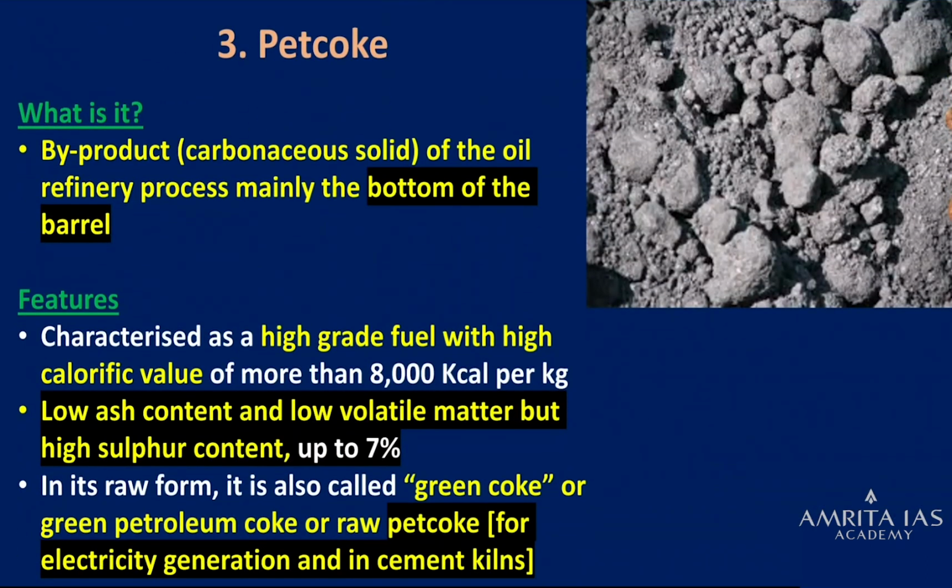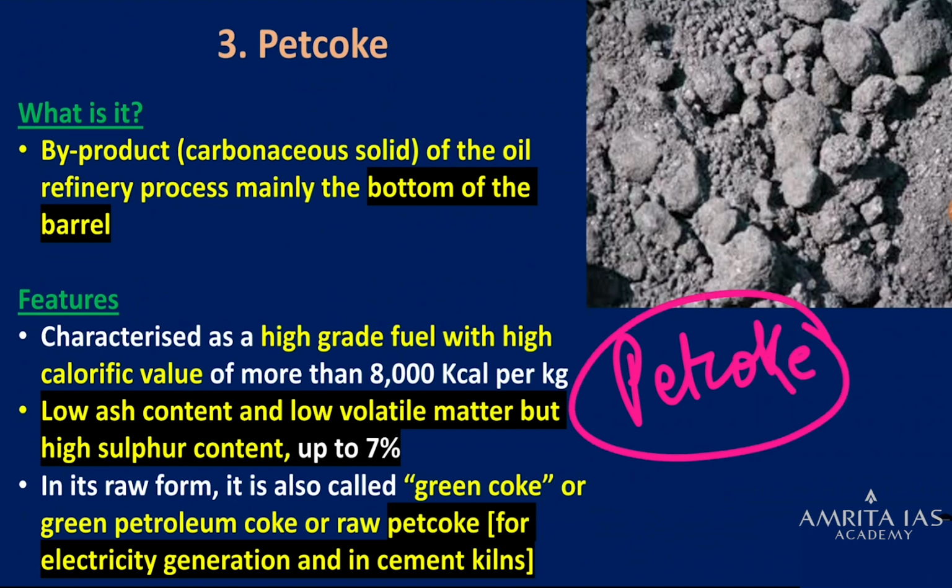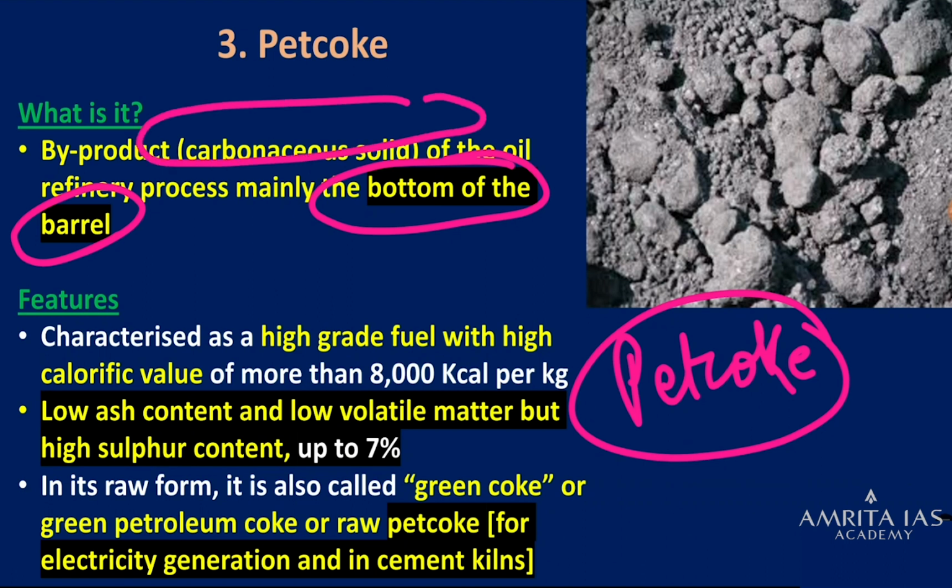Next is pet coke. This is an important one. Firstly we need to see what pet coke is. Pet coke is basically called the bottom of the barrel. When the oil refinery process takes place, the byproduct which is finally left out, a carbonaceous solid left from the oil refinery product, is known as pet coke.